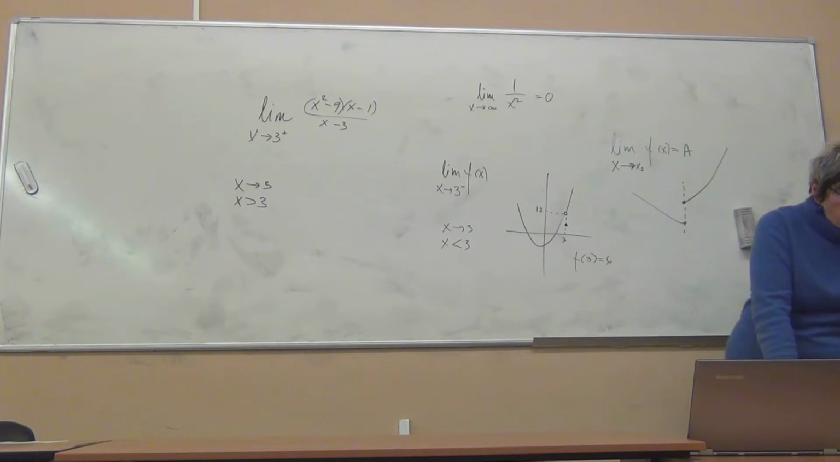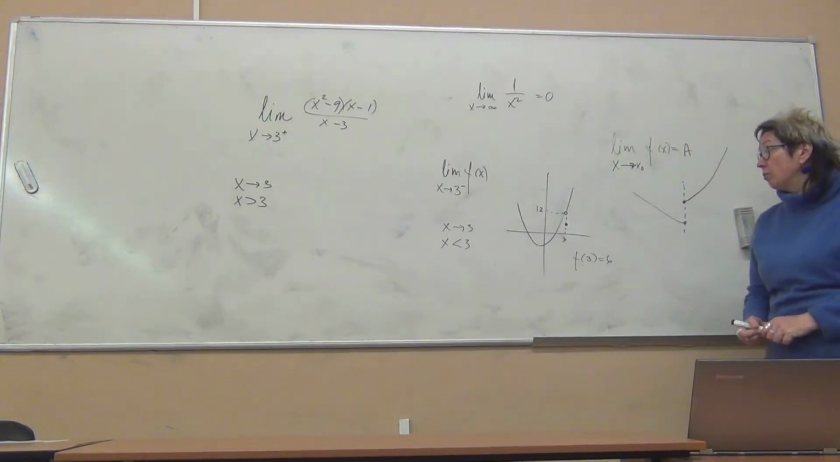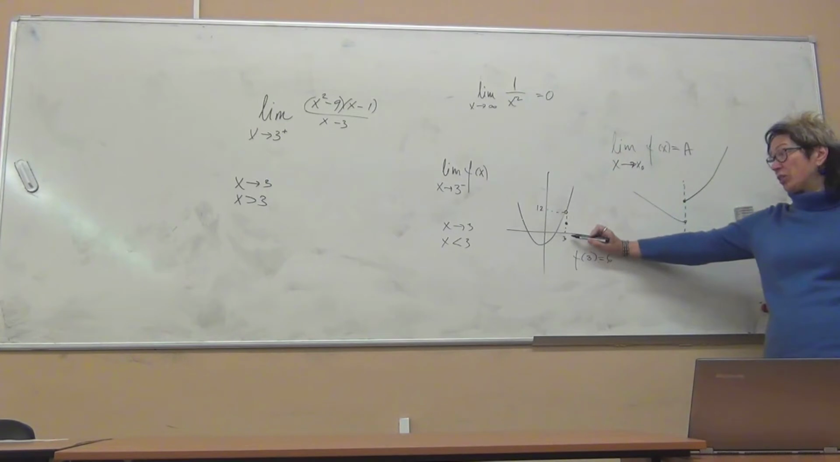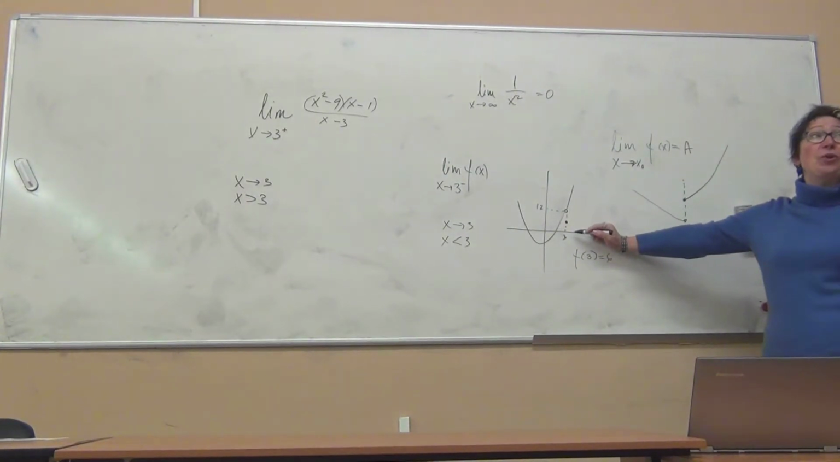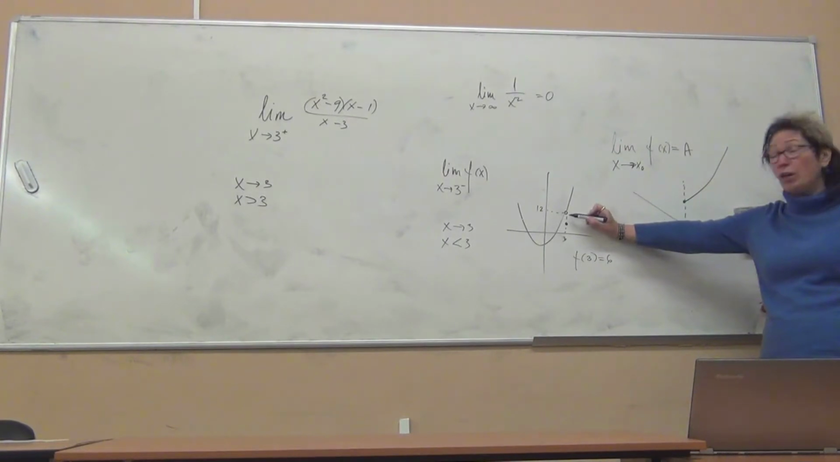Continuous functions. A function is called continuous if the limit is the same as the function value at that point. In other words, in this case, I would say this function is not continuous at 3. If x is 3, this function is not continuous. It's a discontinuity. It's not continuous at this point.